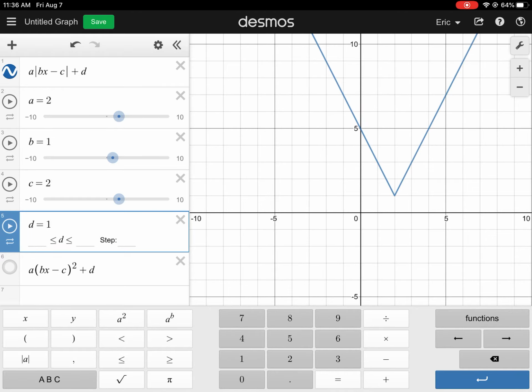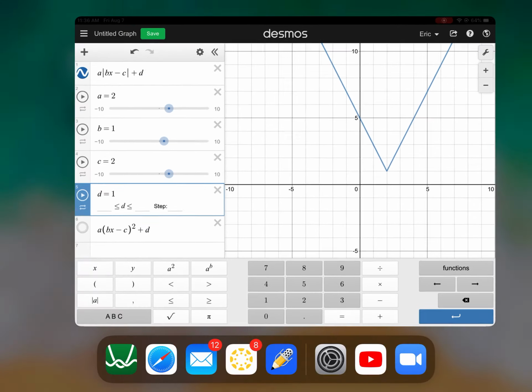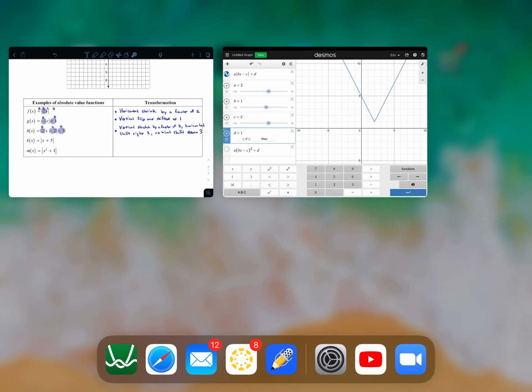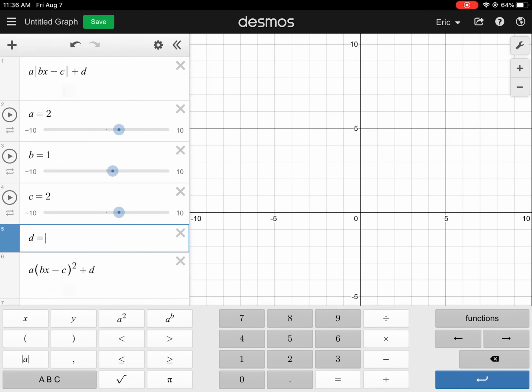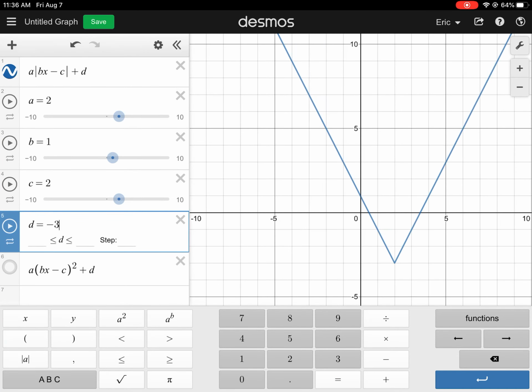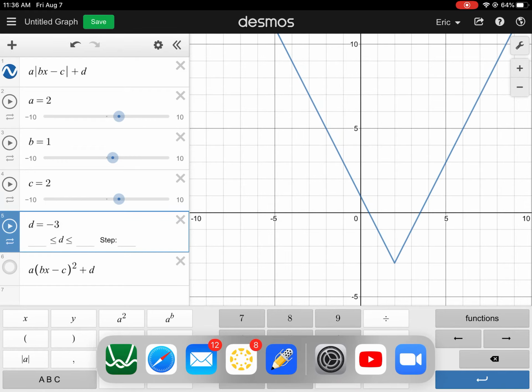And then D was, I don't remember, what was D? -3. So -3 does in fact go down. So yes, it did get skinnier. It's a vertical stretch. It did go right 2 and down 3. So that is in fact true.